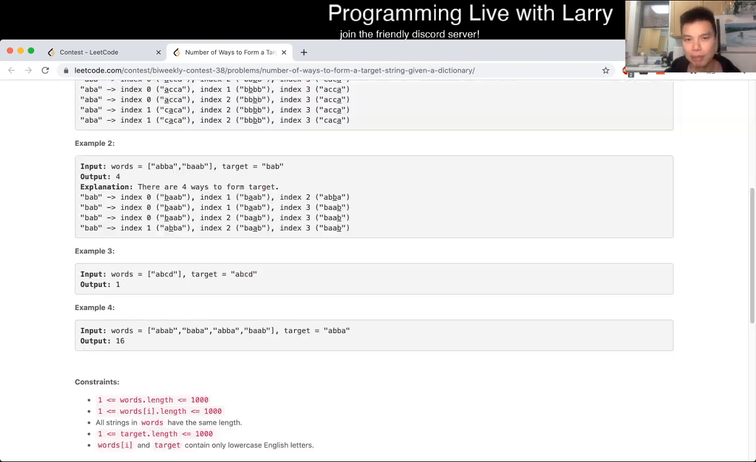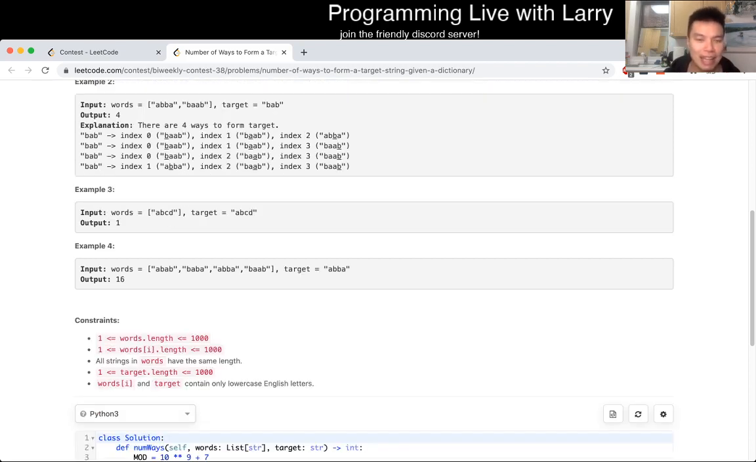when I look at these problems, one of the first things I do is just look at the constraints. There are at most 1,000 words. Each word is 1,000 characters. You have a target that also has 1,000 characters.